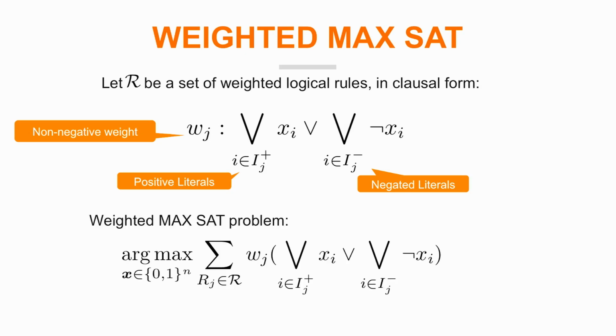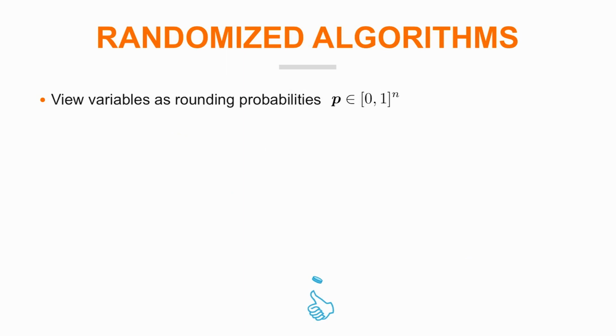And then what we want to essentially do is solve the weighted MAX-SAT problem. And we also all know this is NP-hard, so that's not good. But we can change the interpretation for the random variables. Instead of having them be logical variables, we're going to convert them to rounding probabilities. Probability that I round up to 1 or down to 0.